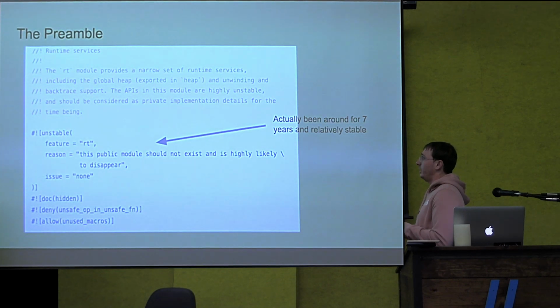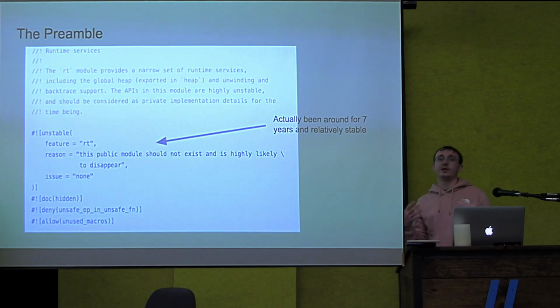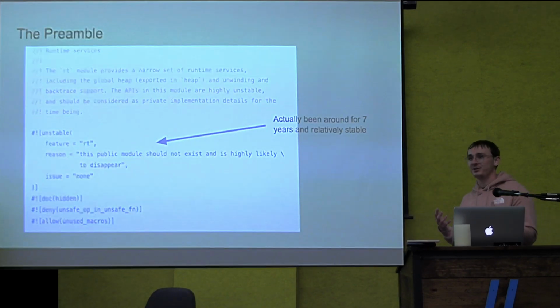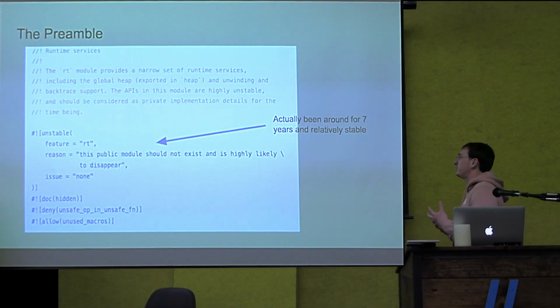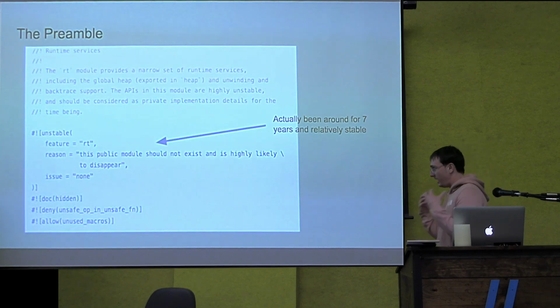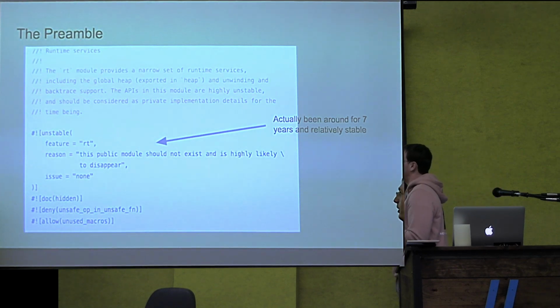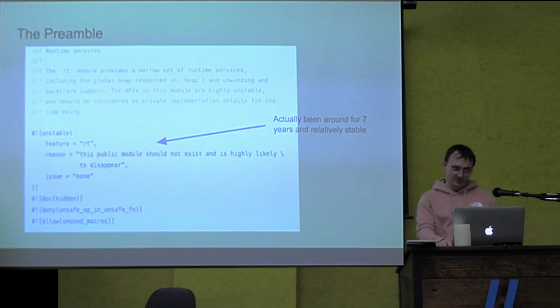And this file makes the bold claim that this module will not exist and will disappear. This is frankly a lie. It's been around for 7 years. It continues to exist despite all of the Rust folks, specifically Alex Crichton's intense work to destroy it. So it somehow stays with us.